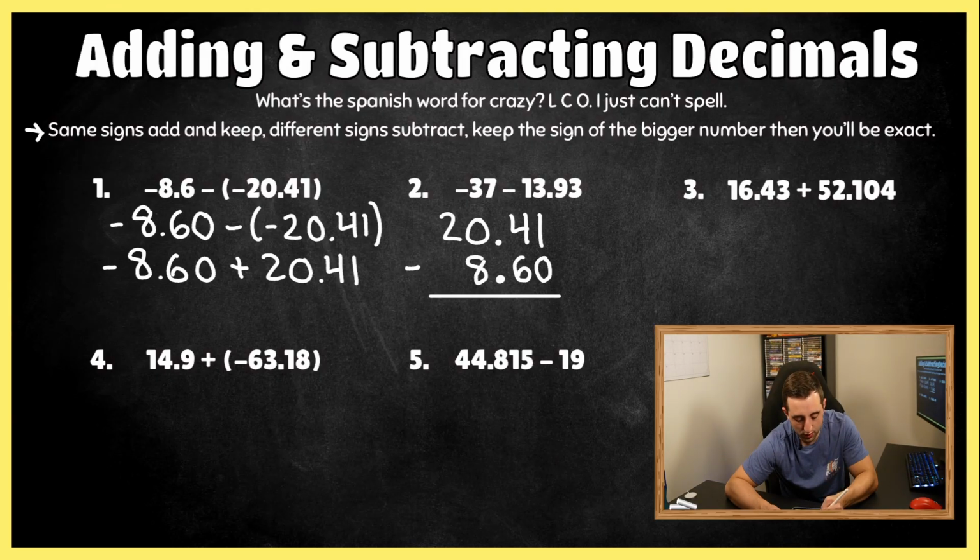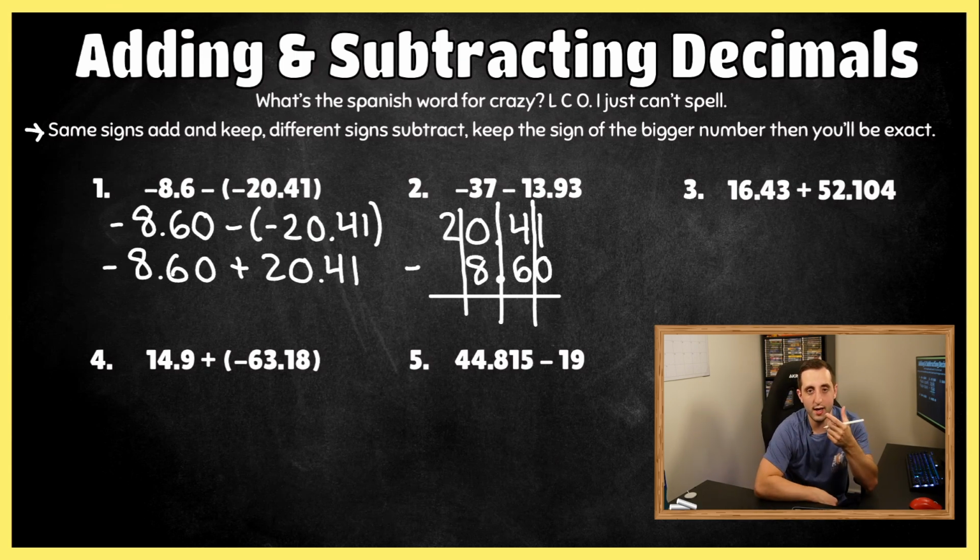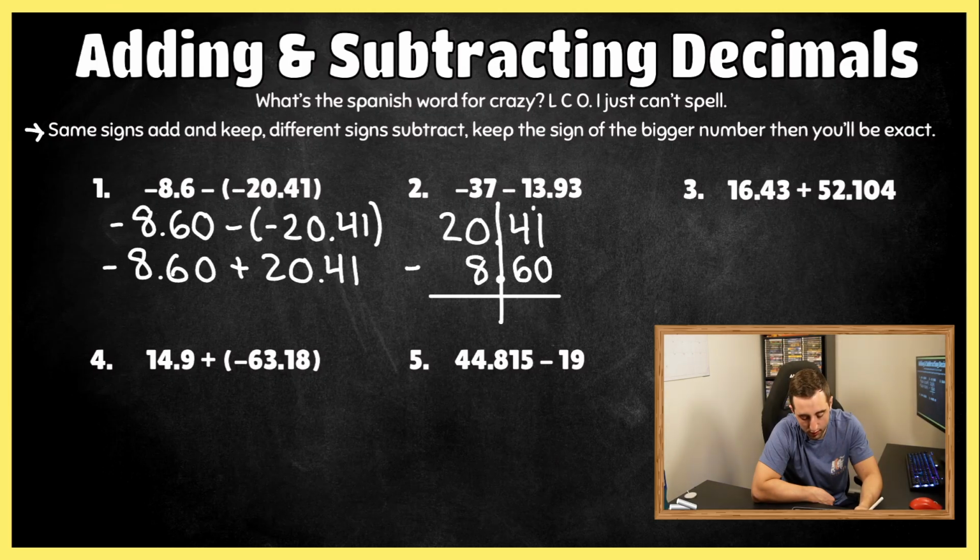Now, I always tell my students that you should be able to draw vertical lines between each place value, right? And if you can't, that means you're writing your numbers way too close together. You should be able to separate each place value with no problem at all, right? So I'm just going to get rid of those lines for now. Now we can go ahead and subtract these.